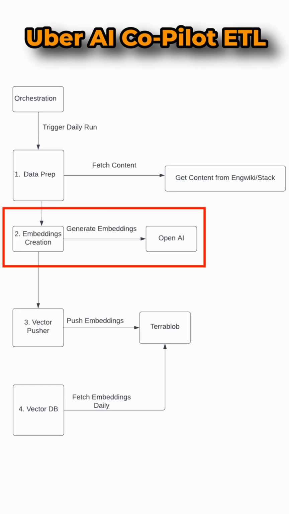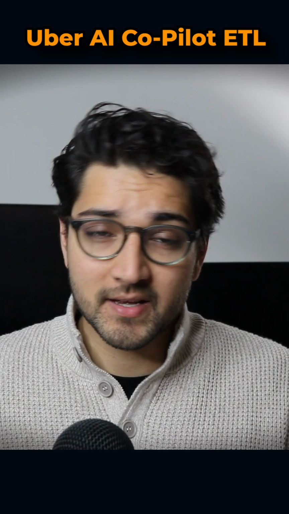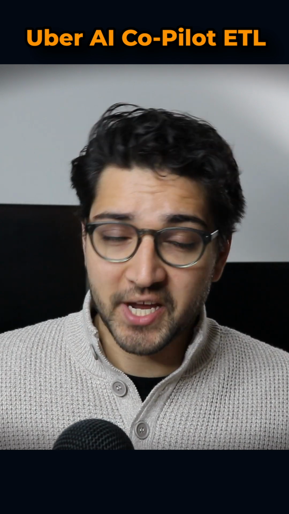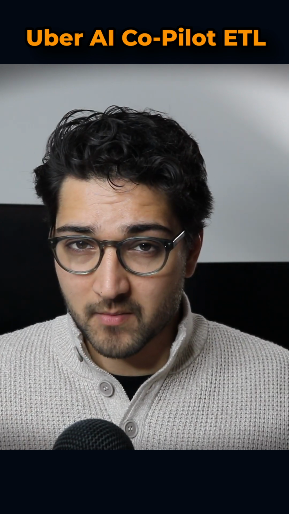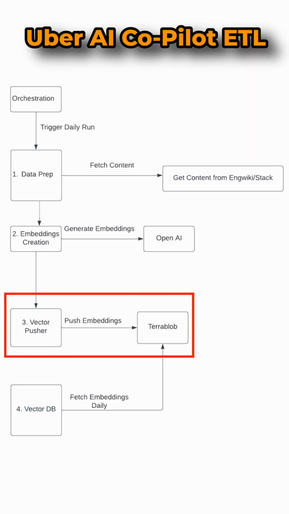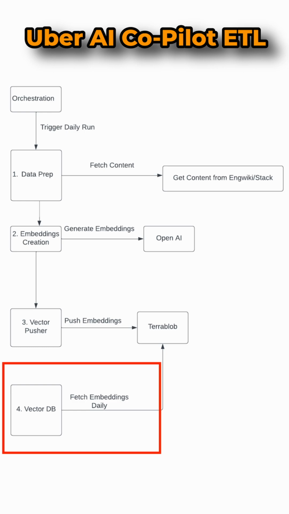Now the second piece is the embedding creation. Now, because it's RAG, we have to chunk and we have to embed it. So here they're going to chunk via LangChain and they're embedding via OpenAI embedding model. Now, next they have a vector pusher. I'm not going to go into the details of this, but they essentially have a couple of jobs where they push it into their Terra blob. And this is Uber's internal blob storage. And then lastly, on daily intervals, the vector database is going to fetch the latest embeddings, and then from there, it's ready for retrieval for the downstream RAG pipeline.